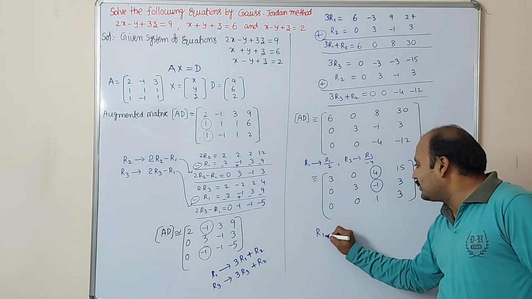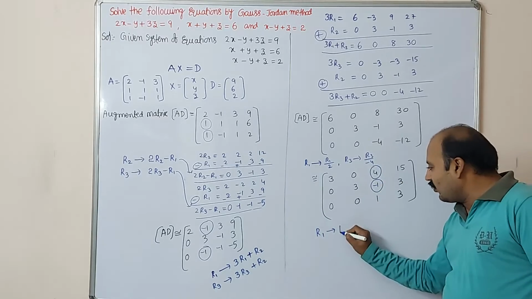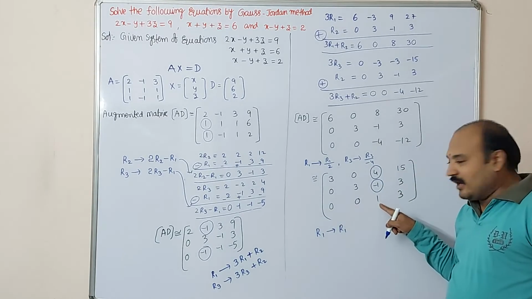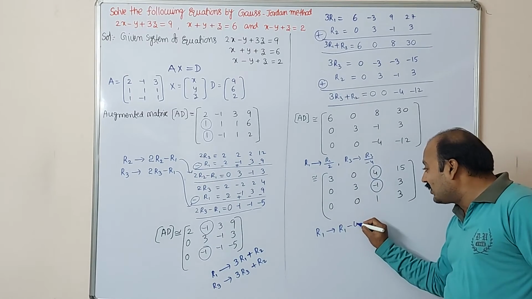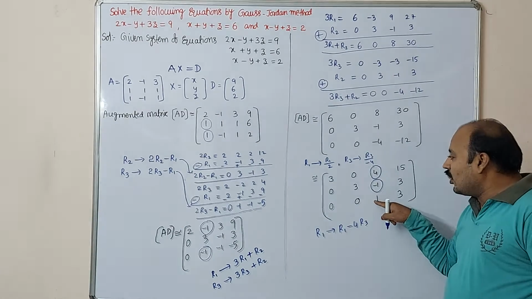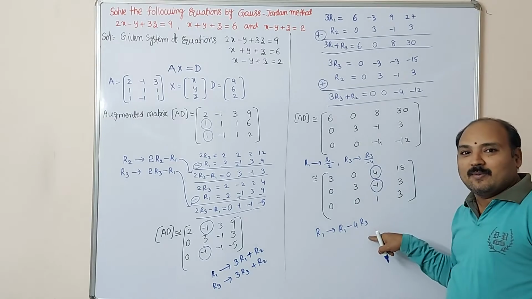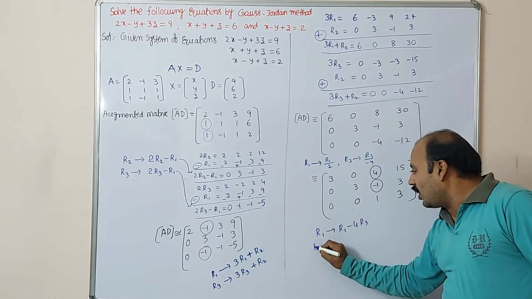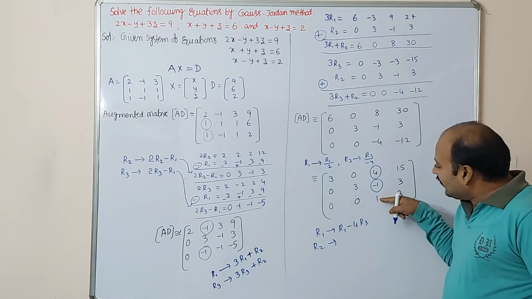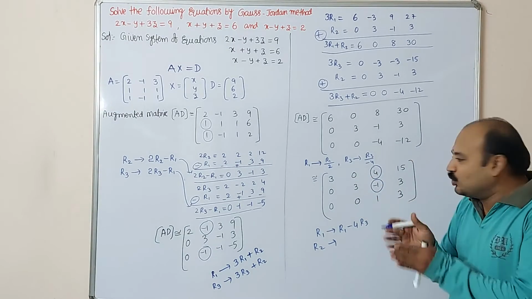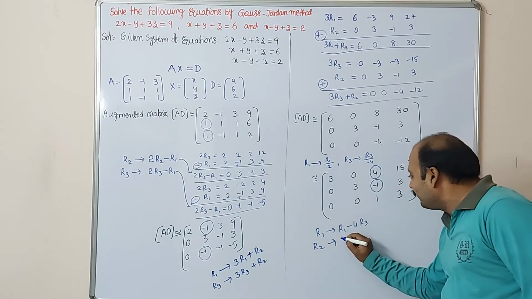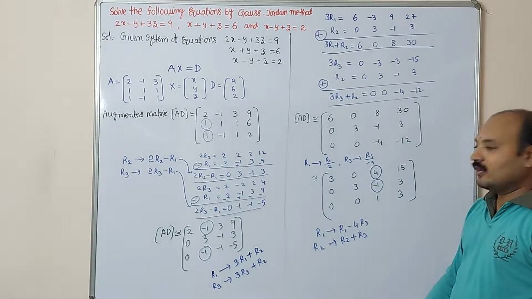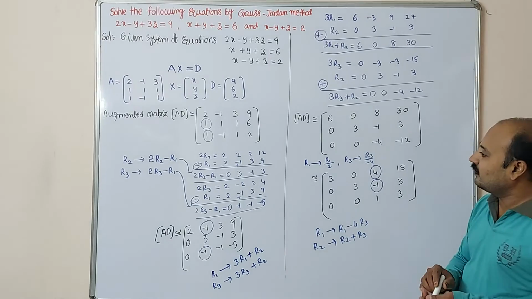These values I want to make 0. So R1 tends to R1. That value is 4. Here 1 is there now. By using this one, minus 4 times R3: 4 into 1, 4 minus 4, then only it will become 0. R2 tends to: here plus 1, here minus 1. If you add these two, plus 1 minus 1, 0 will come. So R2 plus R3. So these values we will make.